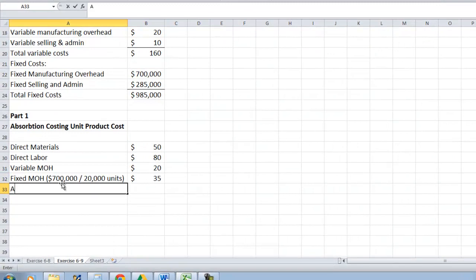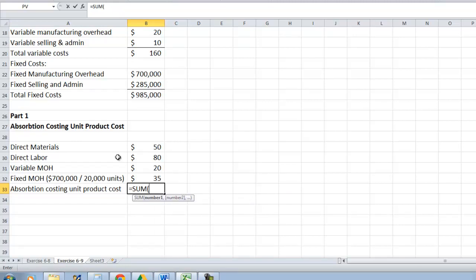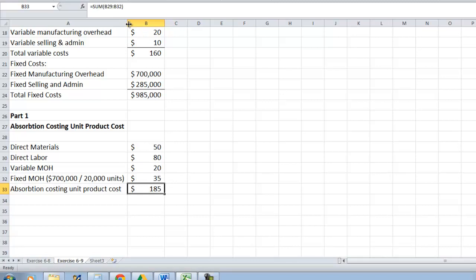So now our absorption costing unit product cost equals the total of all of these. So that's $185 per product.